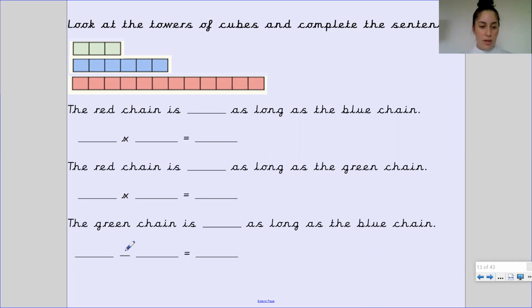I don't know what happened here. It's meant to be a division. Have a go at representing them using these number sentences and play the video when you're ready.